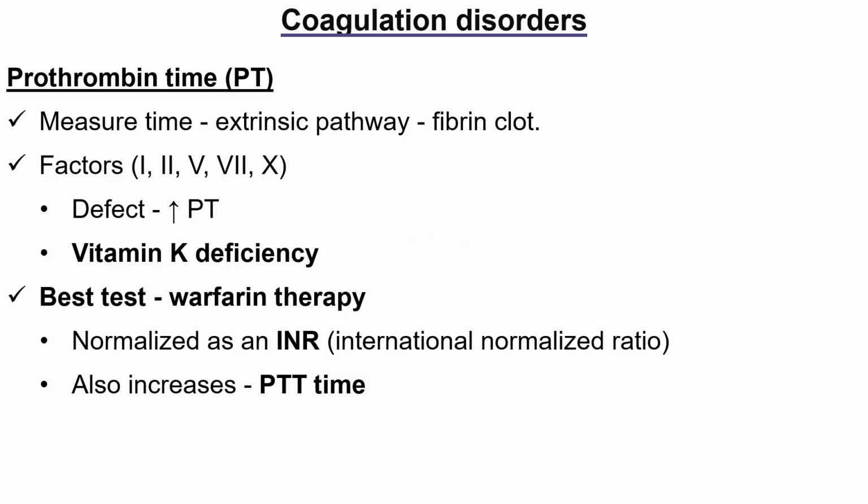Before diving into the disorder, I would like to touch upon the prothrombin time and activated partial thromboplastin time. Prothrombin time or PT measures the extrinsic pathway that is responsible for the fibrin clot. Factors 1, 2, 5, 7 and 10 are involved in extrinsic pathway, and if there is any defect, it leads to increased prothrombin time. Vitamin K deficiency also leads to increased prothrombin time.